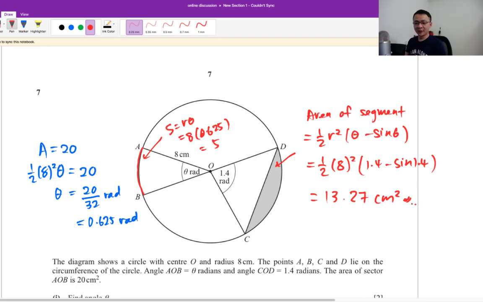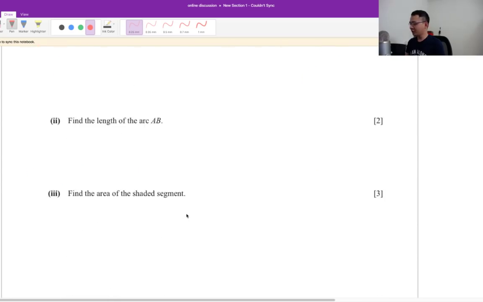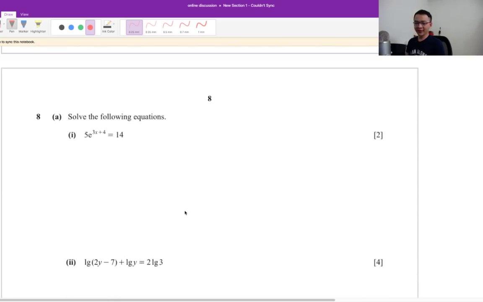Alright, so yeah, if you don't like the area of the segment formula, you can do it manually, use the area of sector minus the area of triangle. Yes, you can always do that. Alright, so let's move on to number 8.